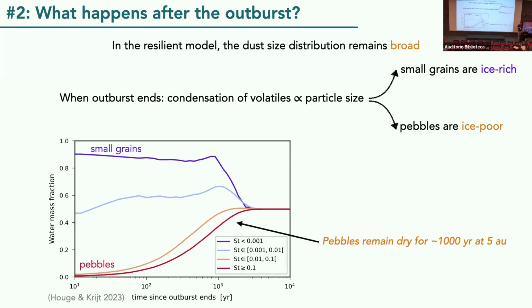So this is a plot from my 2023 paper, showing how long it takes, once you have this recondensation, for the dust to re-equilibrate. Because of course, you will have a collision between the icy small grains and the dry big grains. And at some point, they're going to go back to the initial conditions. At 5 AU, it takes 1,000 years. And it's going to scale with distance to the star. So at 10, 20 AU, it can take tens of thousands of years.